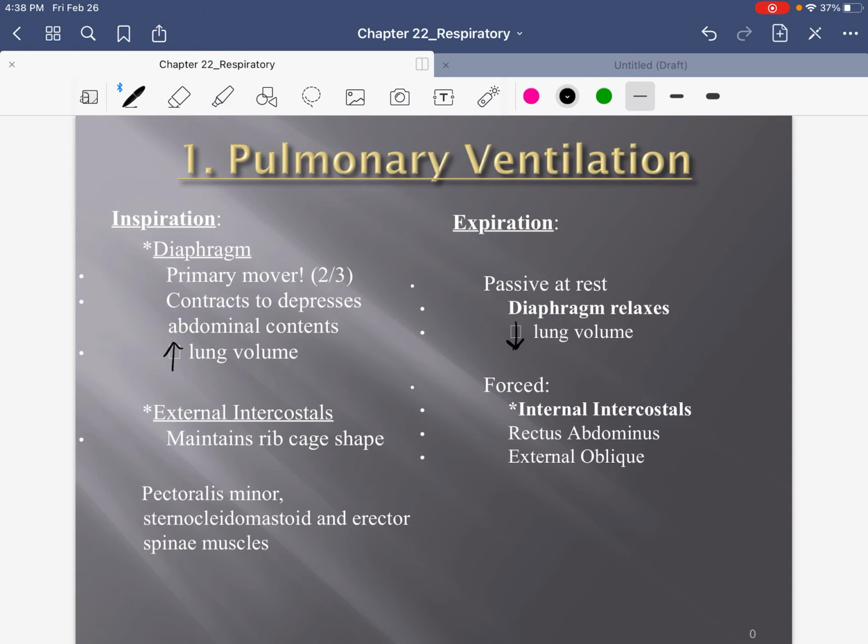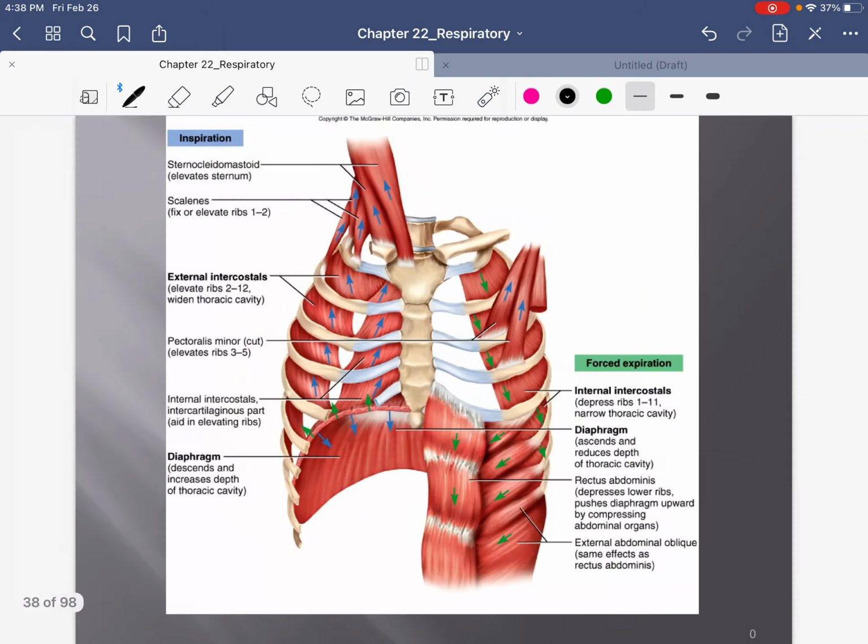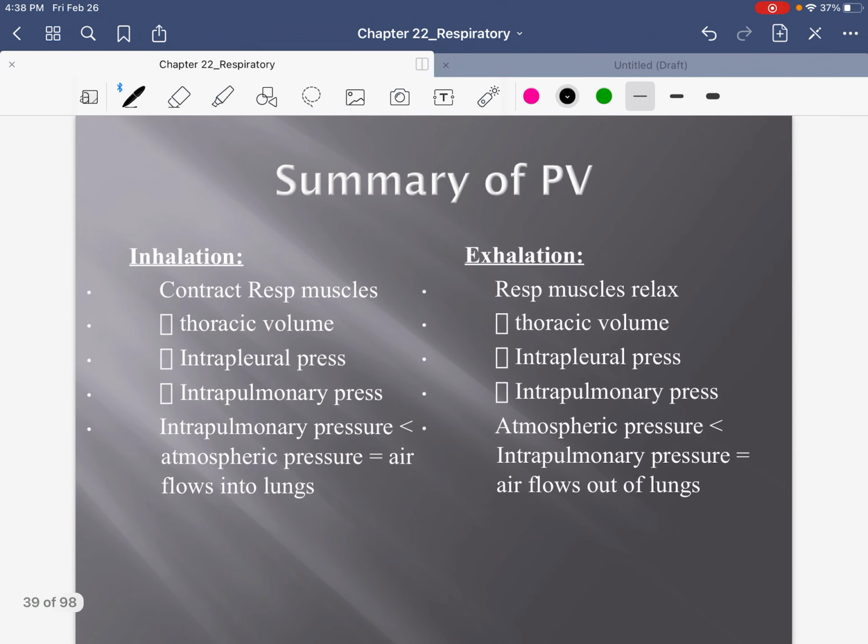So we have the information in words. We have the information kind of in a picture. And then we have a summary. Let me just fill this out. We increase volume, which lowers pressure. When we relax, we decrease the volume, which increases the pressure. So you'll have the information. By the way, that's the summary of pulmonary ventilation.